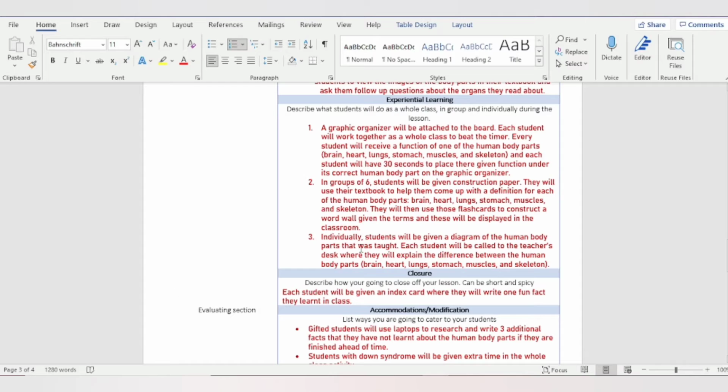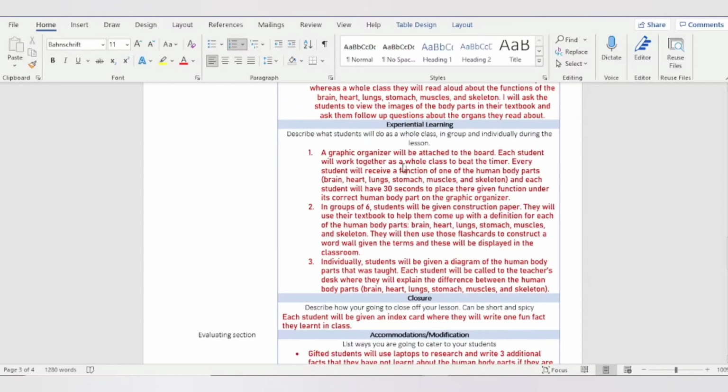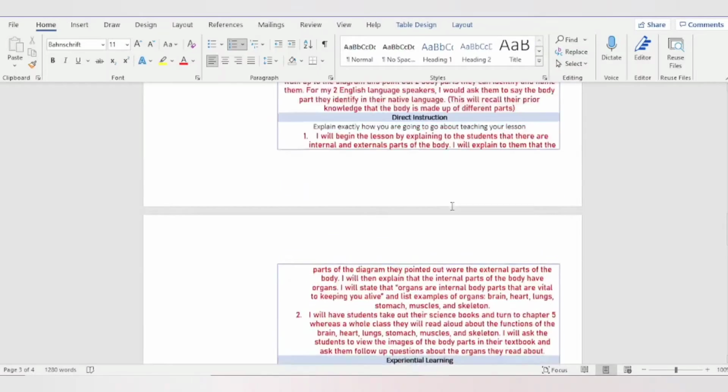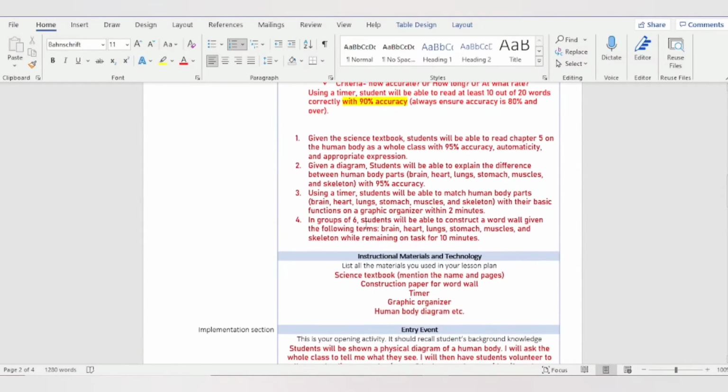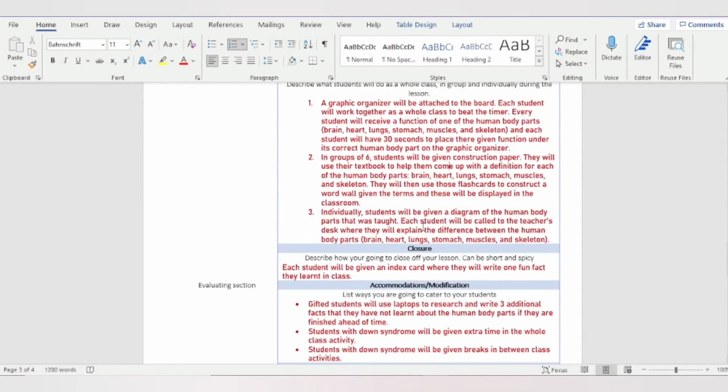Okay, so next, number 2, in groups of 6, students will be given construction paper. They will use their textbook to help them come up with a definition for each of the human body parts. They will then use those flashcards to construct a word wall, given the terms, and these will be displayed in the classroom. So, as you can see, this is a group activity. So I already have my whole class activity, and now I have my group activity. And as you can see, they were able to construct a word wall because I mentioned it in here.